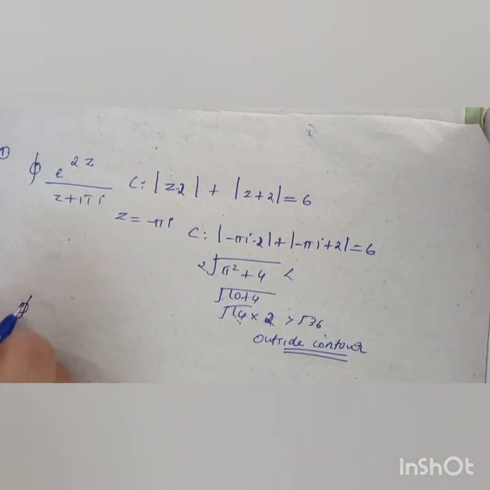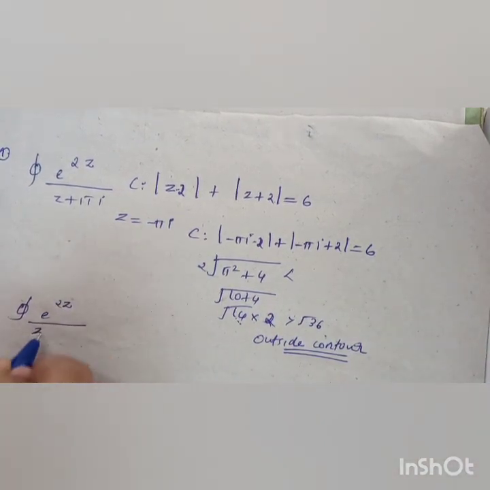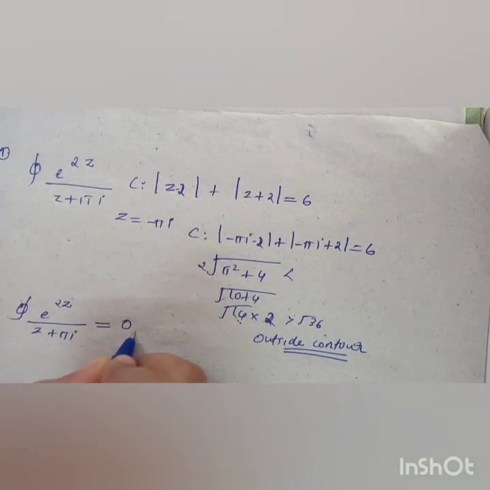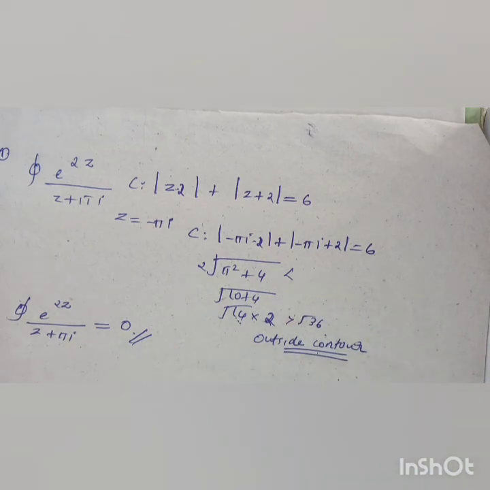Okay, so the closed integral of e raised to 2z over (z plus pi I) is equal to 0, because the residue is equal to 0.